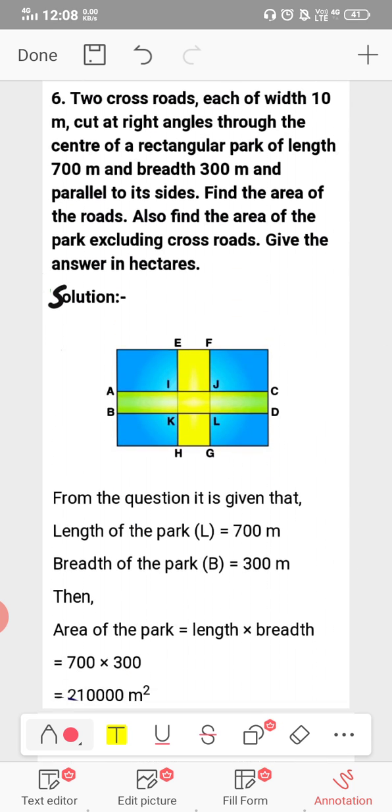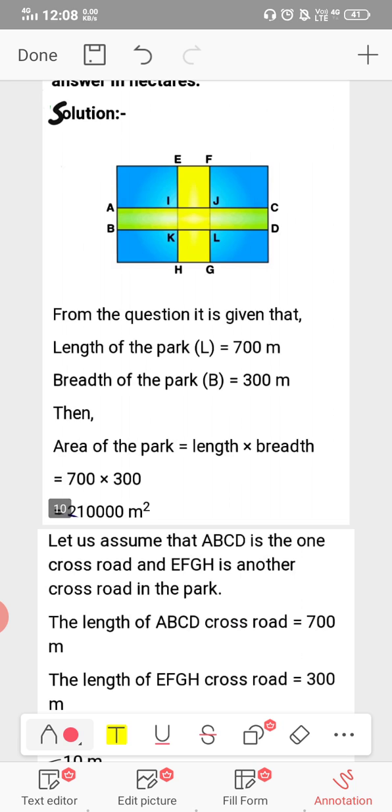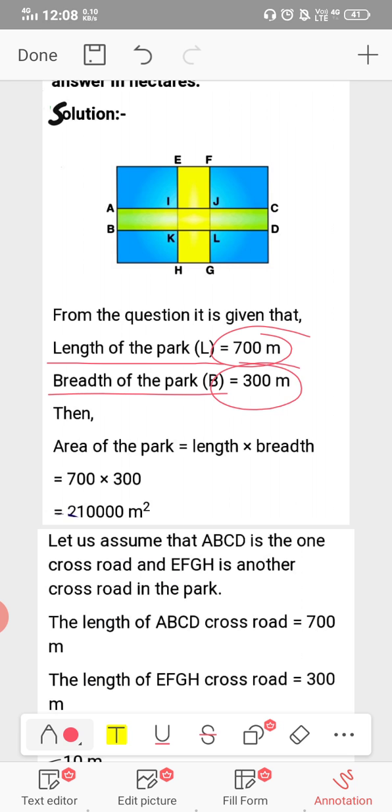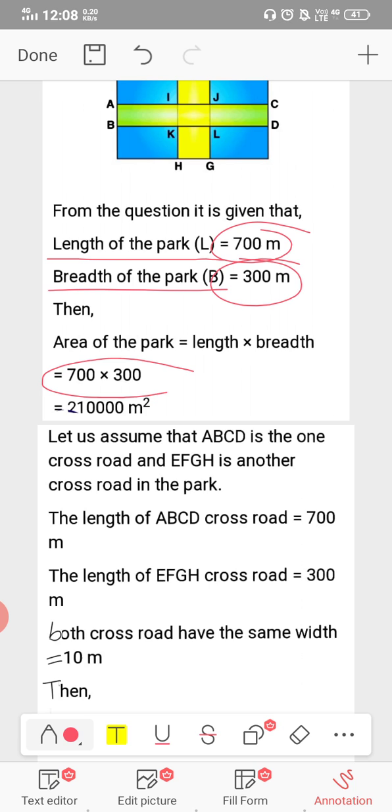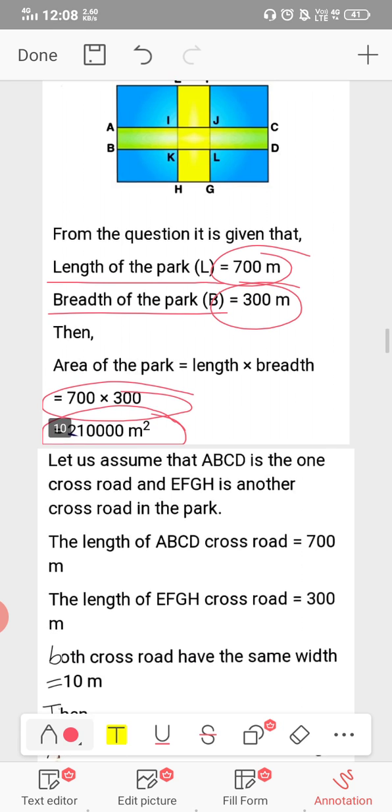Two crossroads, each of width 10 meter, cut at right angles through the center of a rectangular park of length 700 meter and breadth 300 meter, and parallel to its sides. Find the area of the roads. Also find the area of the park excluding the crossroads. Give the answer in hectares. From the question it is given that the length of the park L is 700 and the breadth is 300. Now the area of the park will be equal to 700 into 300, that is 2,10,000 meter square. Now let us assume that ABCD is one crossroad and EFGH is another crossroad.